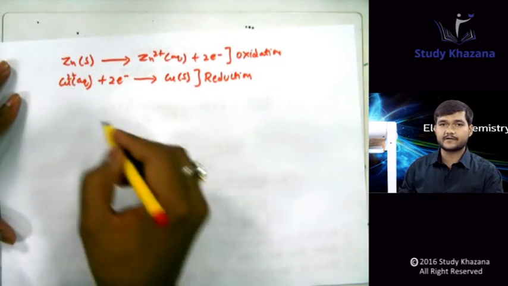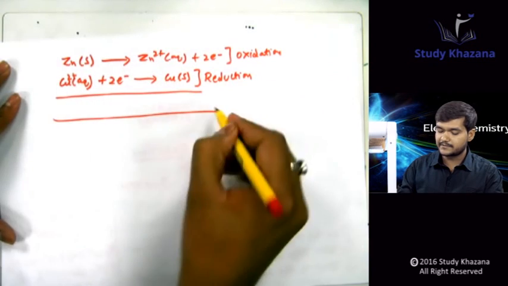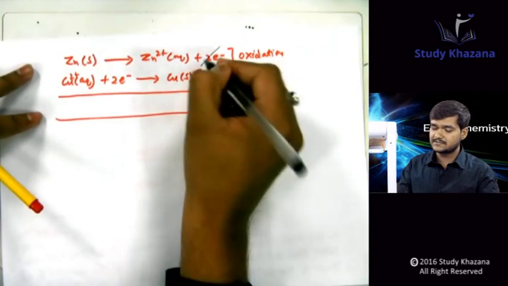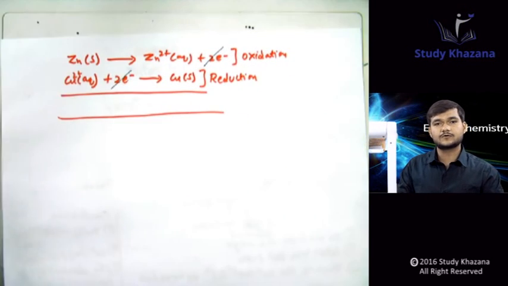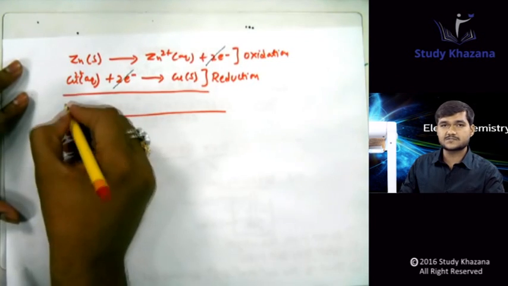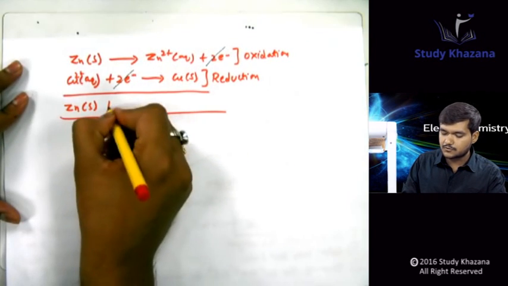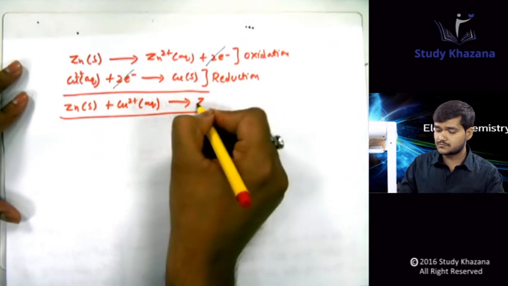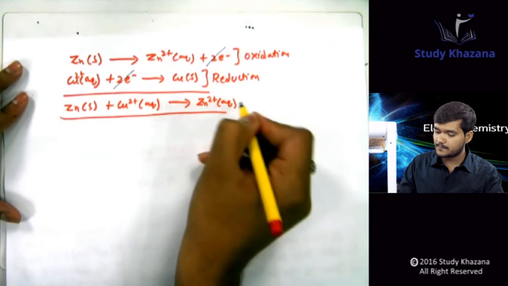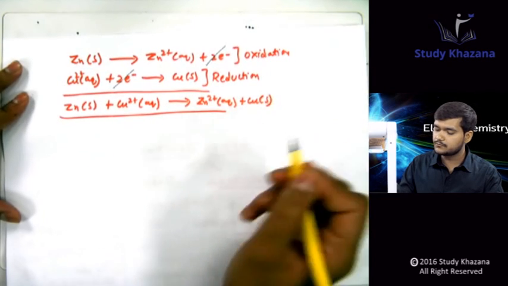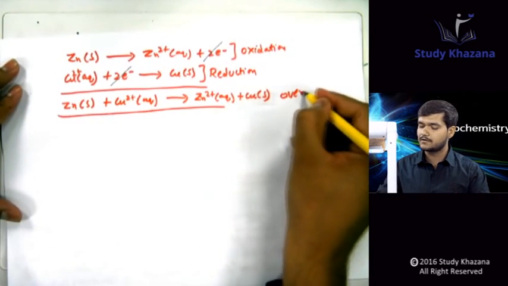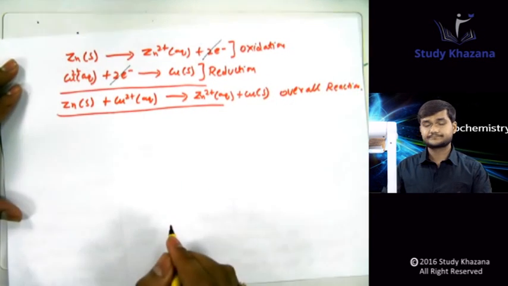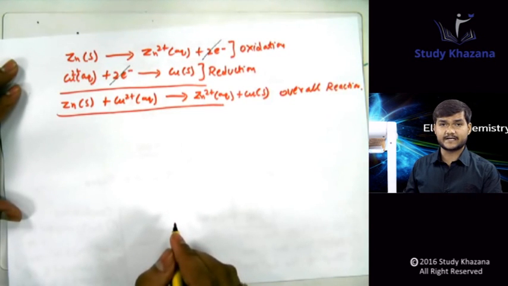Now what is the overall reaction? Electrons must be cancelled out from both sides. 2 electrons, 2 electrons, and we simply add up these two equations. We get zinc solid plus Cu2+ aqueous giving Zn2+ aqueous plus Cu solid. So this is the overall reaction. Okay, so this is all about the direct redox reaction.